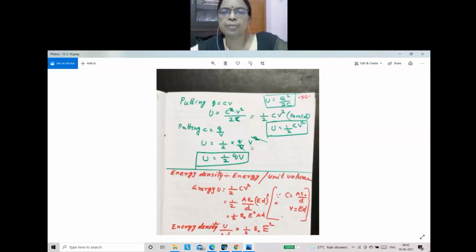So three formulas you have studied now. One is energy stored in a capacitor, Q square by 2C, used in series combination. In parallel combination, we use half CV square. And if Q and V are given, we can use half QV to find the energy. For all, half is there: half Q square by C or Q square by 2C, half CV square, then half QV. Remember all the formulas of energy stored in a capacitor.